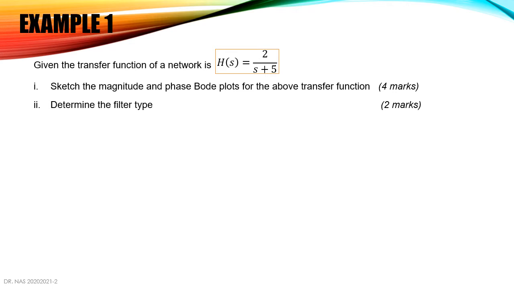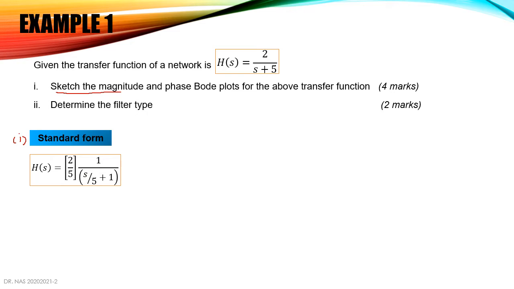So the question asks you to sketch, so you just need to sketch in the blank answer sheet. You don't have to use the logarithmic plot at all. So the first one, in order to do this, you need to convert the given transfer function into a standard form. Okay, so you need to separate between the constant and also the poles or zeros component.